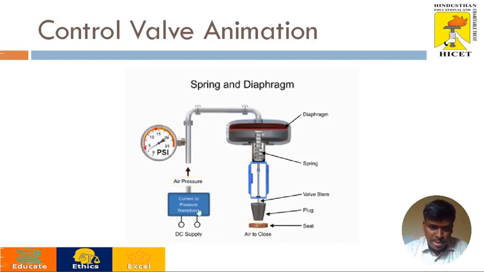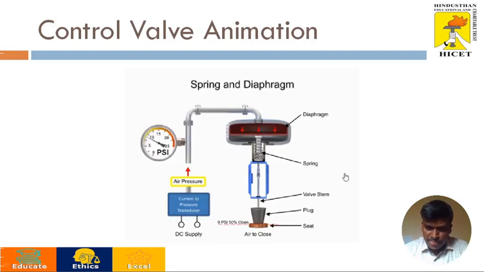So this is the purpose of using an I/P converter. And another thing, if we give some marginal range like 9 psi or 8 psi, if we give 9 psi, the valve is partially open. It's not fully closed. It's partially open. So these are the different range settings of a spring and diaphragm actuator.